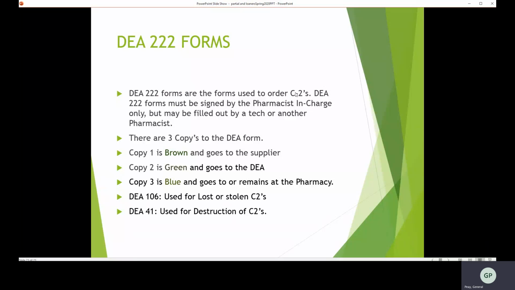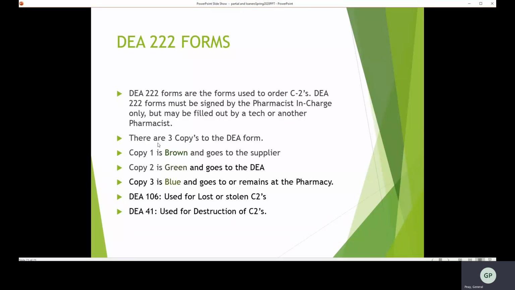You only need this for C2s. C3s, C4s, C5s can be ordered online. Like every other drug, you don't need a special form to order a C3, a C4, a C5, just C2s. Also, I want you to know that the 222 form, which I'll send you a little description of, is actually three copies in one.